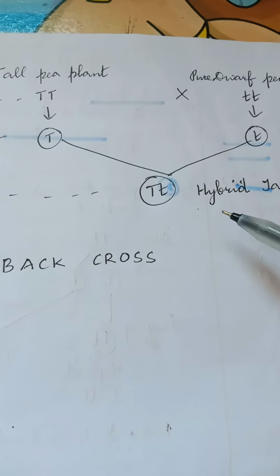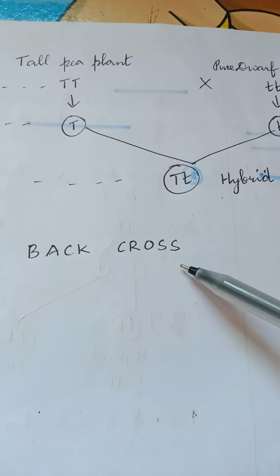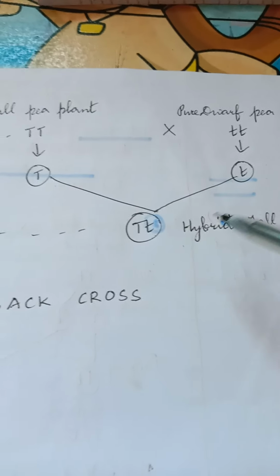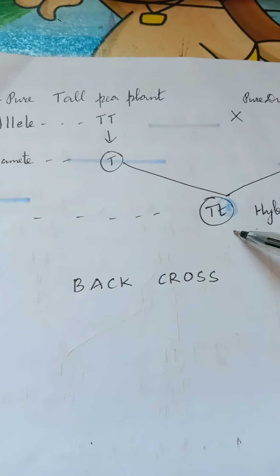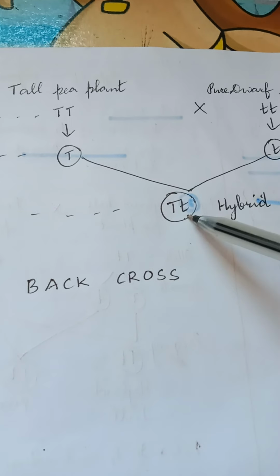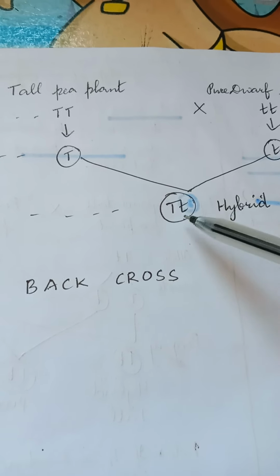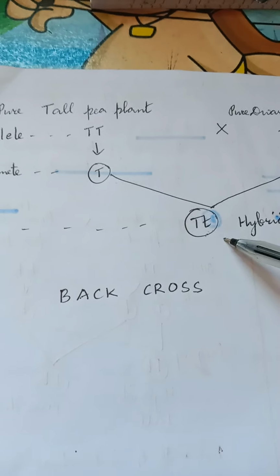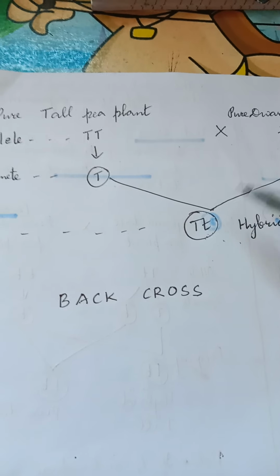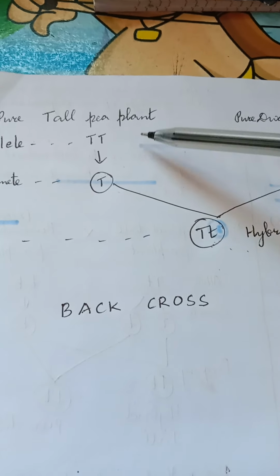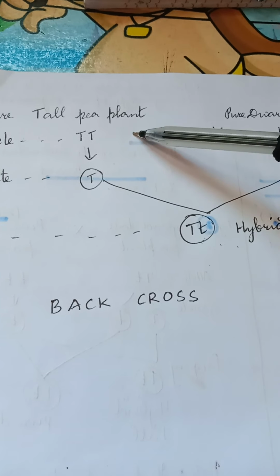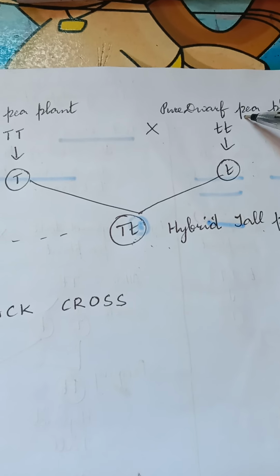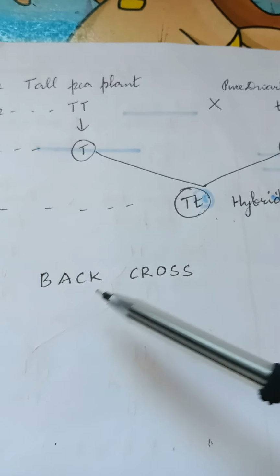Now we need to understand what is back cross. Back means to go back, isn't it? So now the offspring that you have got in the F1 generation, if you cross this offspring with any of the two parents, either with the dominant parent, we know that the tall character is dominant, or with the recessive parent, the dwarf parent, that is considered as back cross.